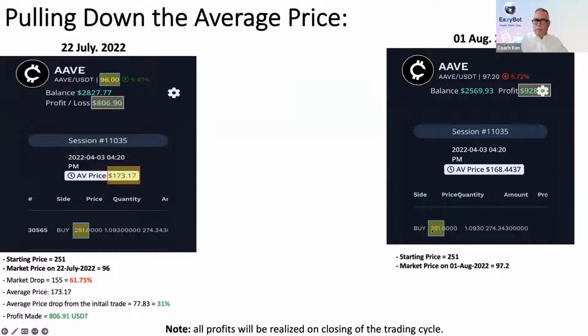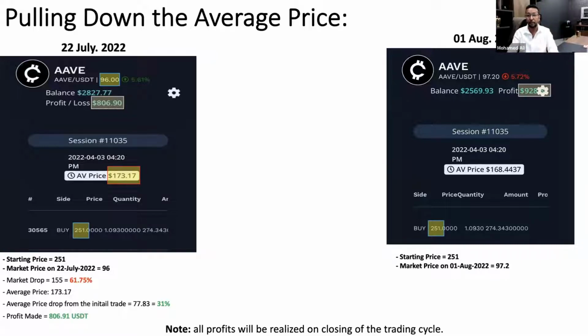The initial price is the same, 251, because we cannot change that. That happened already. And right now the price, look at this, guys. The market price is almost the same as it was 10 days ago. Previously it was 96, now it's 97.2. Not a big difference, but in between that timeline of 10 days, the market has really moved up and down many times. And the bot is using that kind of movement to create profit.